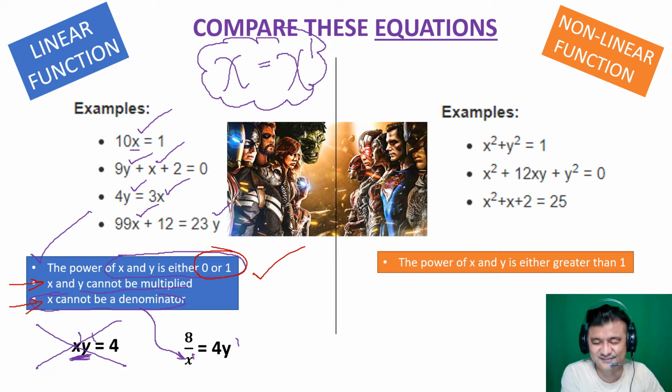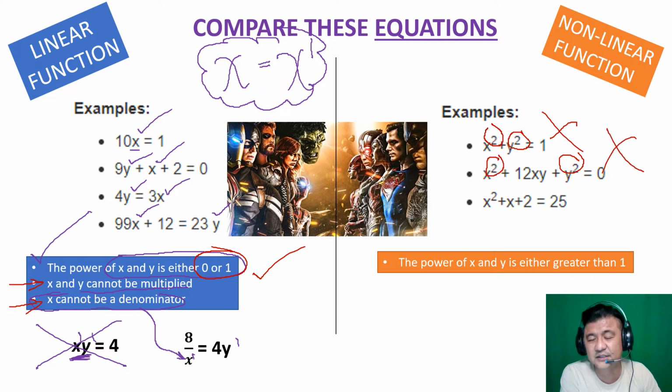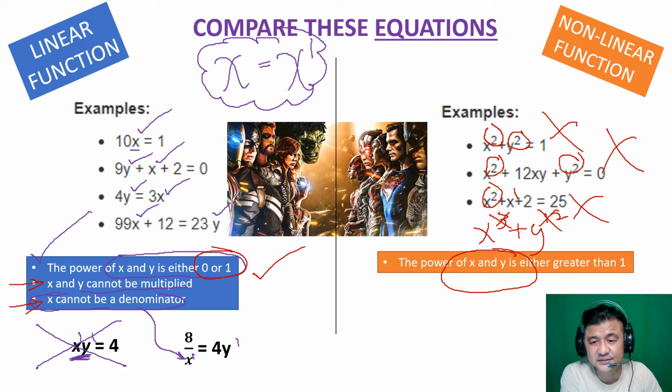It's a straight line. So if it's not a 1, if it's a 2, immediately I saw a 2, it's not going to be a line. I saw another 2, even though this is a 1, it's not a line. What if I see x to the third plus y to the 12? As long as it's not a 1, it is not a line. So if the power of x and y is greater than 1, it's not going to be a linear function. It will not form a line.